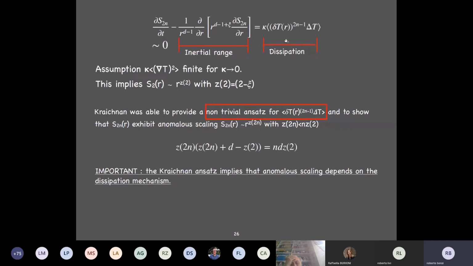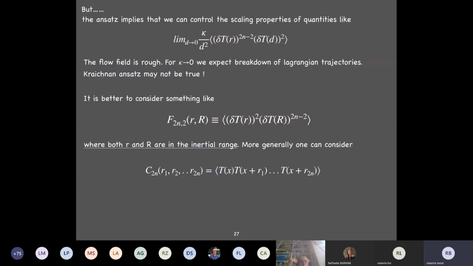Okay. Now, in fact, the answer done by Kraichnan was a little bit delicate because it was looking at the limit when d goes to infinity of a quantity of this kind. Now, you remember what I said at the very beginning, that when you go to a very small value of the viscosity, and in this case diffusivity, then you expect a breakthrough, which is actually what can happen in the Kraichnan model, of the Lagrangian trajectory. So such a limit is extremely delicate.